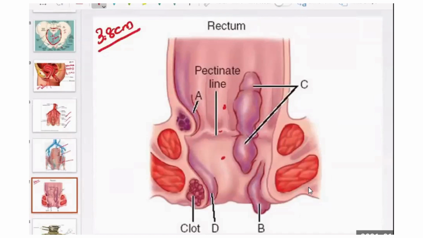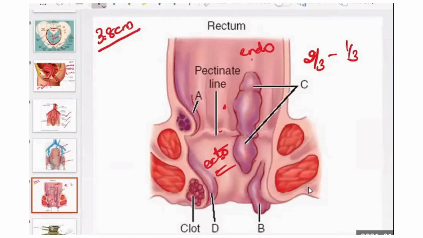The dentate line or the pectinate line is the junction of upper two-thirds and lower one-third of the anal canal. Whatever is present above the pectinate line is endodermal in origin. Whatever is present below is ectodermal in origin. Blood supply, venous drainage, nerve supply, everything varies between the two parts. Rectum is divided into three parts. Here it is divided into two parts: upper two-thirds and lower one-third. Is it clear? So the upper part is developed from endoderm.